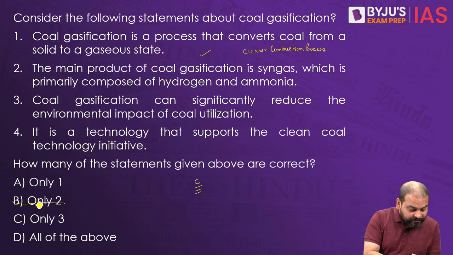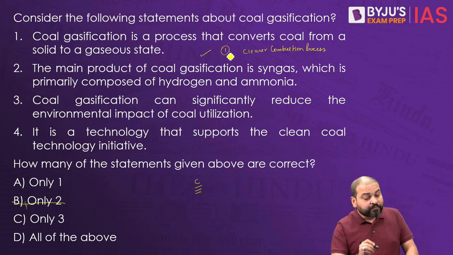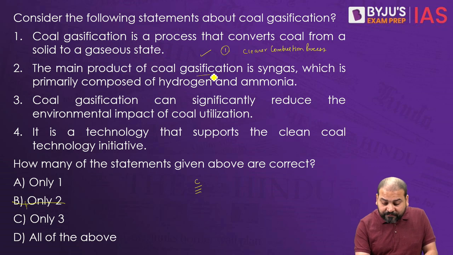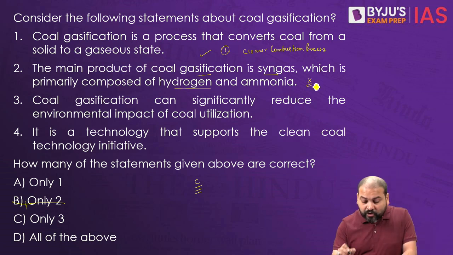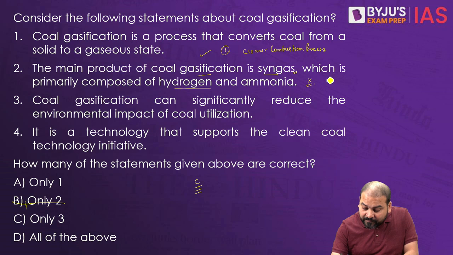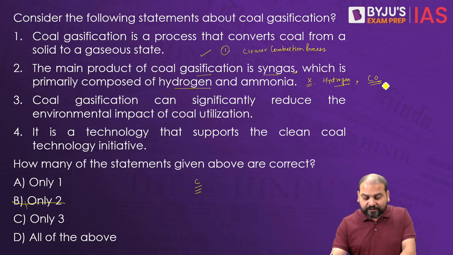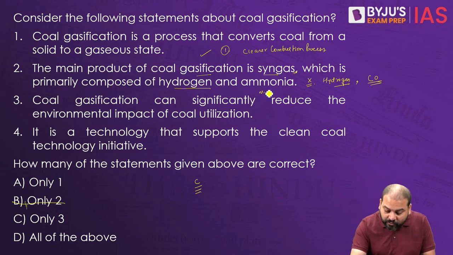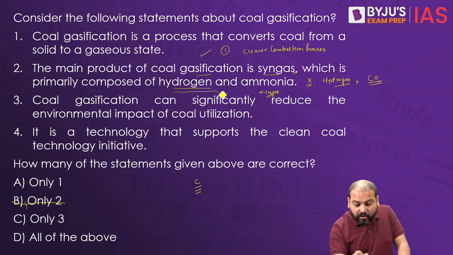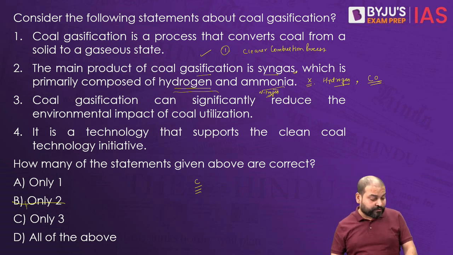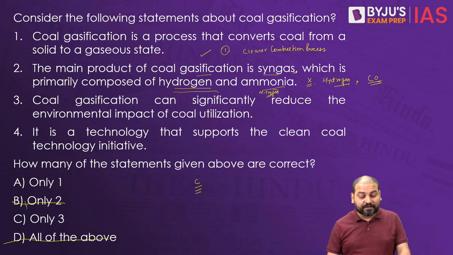Okay, sorry. So how many statements are correct is asked. So 1 is correct. What about 2? The main product of coal gasification is syngas, which is primarily composed of hydrogen and ammonia. Now the problem is, it is wrong. Though the main product of coal gasification is syngas, it is composed of primarily hydrogen and carbon monoxide. It does not contain nitrogen. It might be present in small quantities, but this is wrong. It should have been carbon monoxide. So clearly D cannot be the answer.